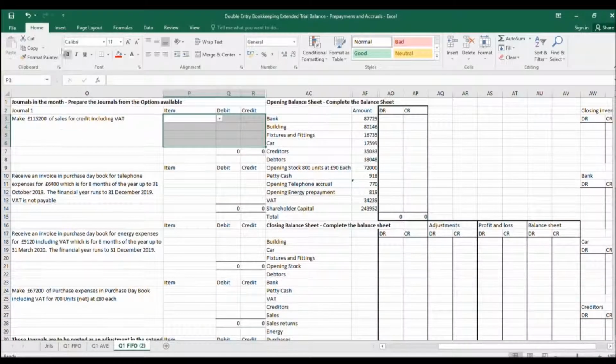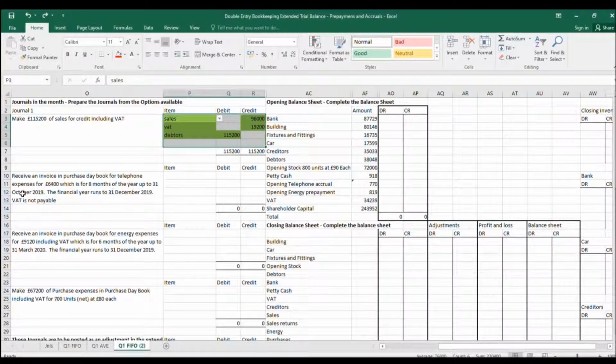So first of all, we'll do our journals. So we make 115,204 of sales. Sales on credit, including VAT. So we're going to have debtors there, which will be the full amount because it's got the VAT figure in there. VAT comes off it, and the sales is the net figure. We receive an invoice in the purchase day book for telephone expenses, so creditors and telephone expenses for £6,400.